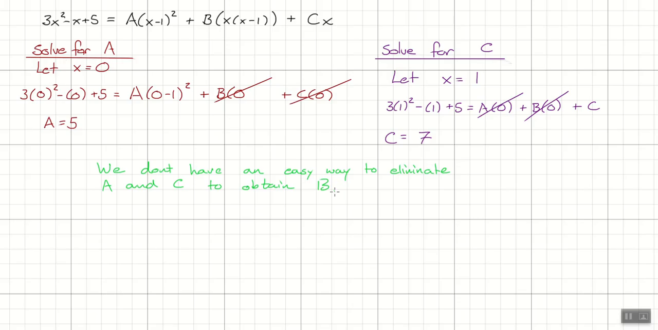My basic equation is true for every single x value that we could ever pick. So anyway, we don't have a good way to eliminate A and C to obtain B. However, we do have another trick, or logical tool, up our sleeve. Do we know A? Do we know B? Do we know C? So we know 2 of the 3.